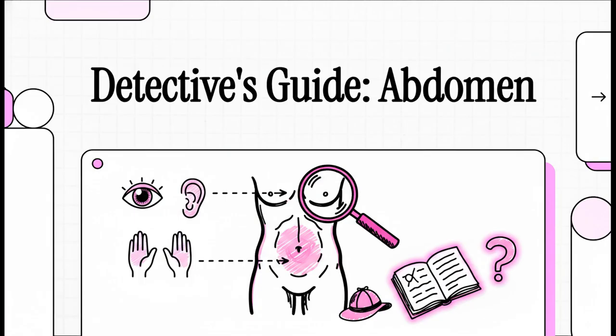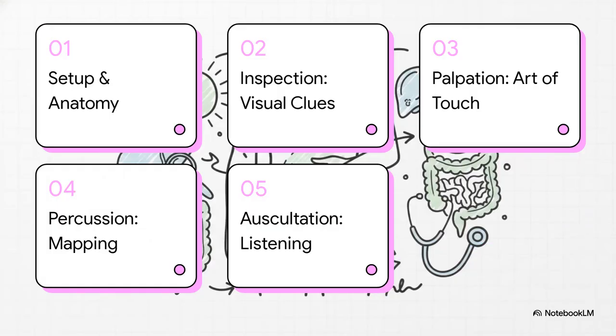We aren't just going to look at flat images from a textbook today. We are talking about reading a live 3D system. You need a highly structured, systematic approach known in the medical world as IPAP. Welcome to this explainer, where we're going to master this exact investigative technique so you can learn how to read the body's secret signals.